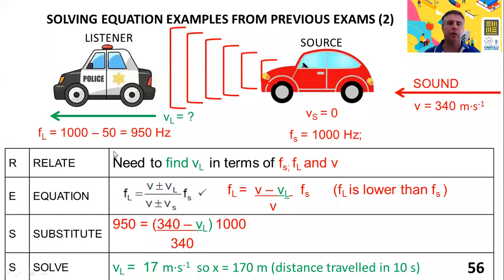Now, just for this first exam example, let's have a look at how it's marked. It's worth 6 marks. The first mark was for correctly taking the Doppler equation from your equation sheets. The second mark for using the correct form of the equation. The third mark for calculating the frequency of the listener at 950 and then substituting in the other figures correctly. The fifth mark for getting the velocity of the listener at 17 meters per second, and the final mark for calculating X, the distance traveled in 10 seconds, as 170 meters.